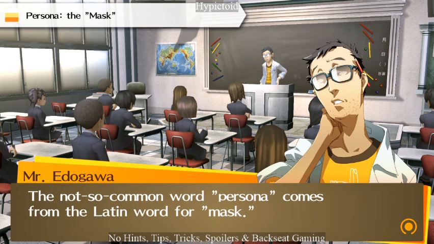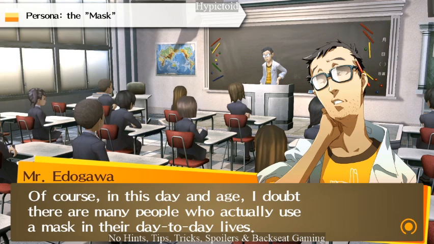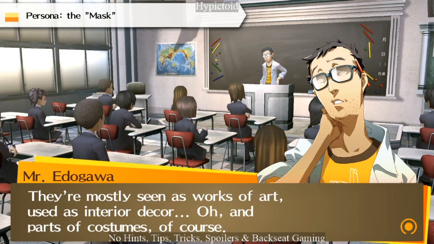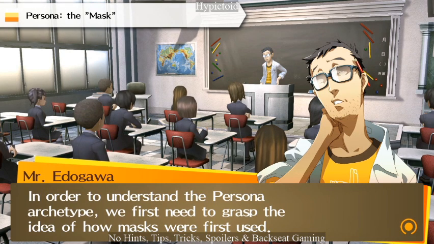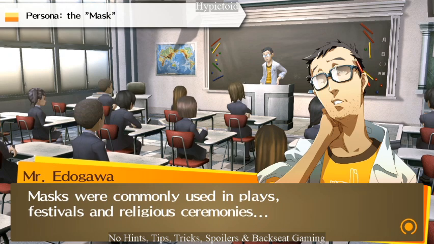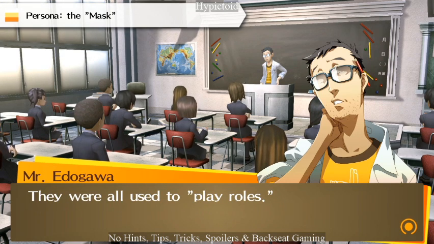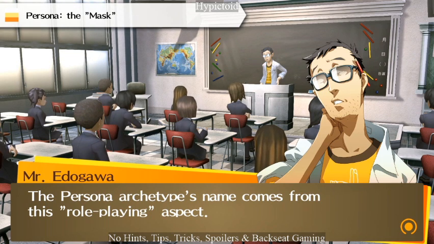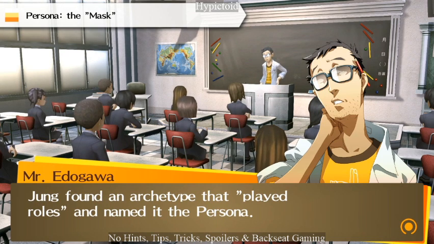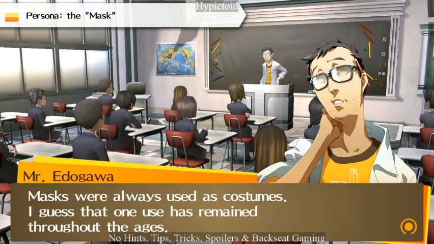Persona, the mask. The not so common word persona comes from the Latin word for mask. Of course, in this day and age, I doubt there are many people who actually use a mask in their day-to-day lives. They're mostly seen as works of art, used as interior decor, and parts of costumes, of course. That's about it. In order to understand the persona archetype, we first need to grasp the idea of how masks were first used. Masks were commonly used in plays, festivals, and religious ceremonies. They were all used to play roles. The persona archetype's name comes from this role-playing aspect. Jung found an archetype that played roles and named it the persona. Masks were also used as costumes. I guess that one use has remained throughout the ages.